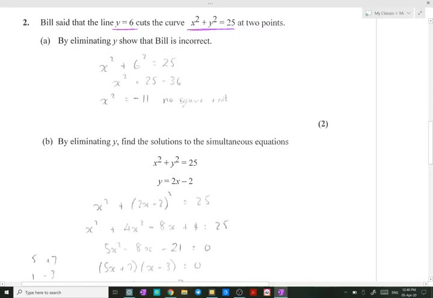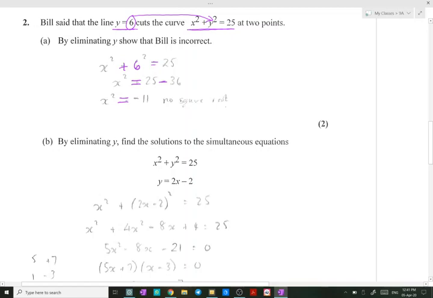So when we want to eliminate y, it means we have to take the value of y and replace it in the other equation here, like we did here. So it's x squared plus 6 squared, which is equal to 25. So x squared is equal to 25 minus 36. X squared is equal to minus 11.